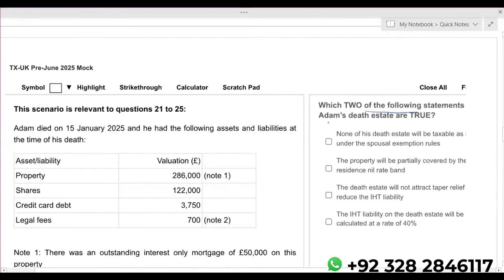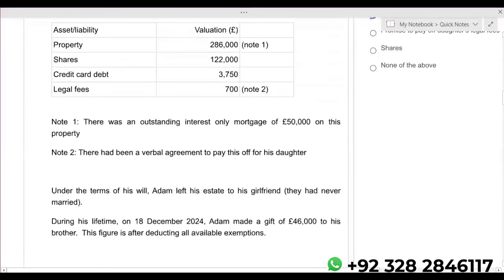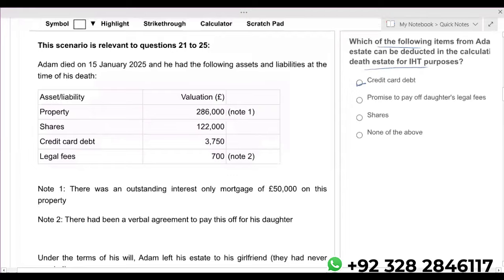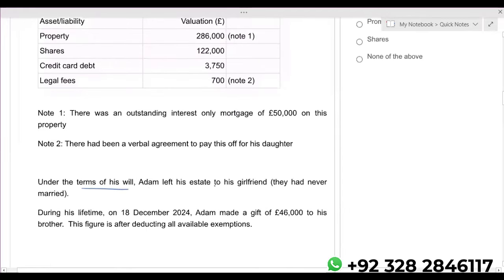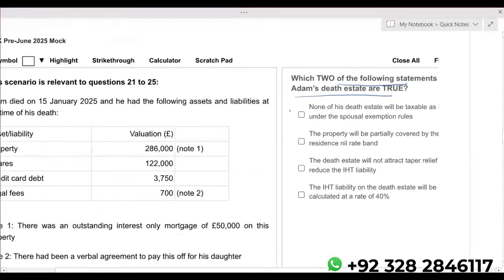Which two of the following statements about Adam's death estate are true? None of his death estate will be taxable under spousal exemption rule. Let's see. Has he left everything for the spouse? Under the terms of his will, Adam left his estate to his girlfriend. They never married. So girlfriend is not a spouse. This is false.